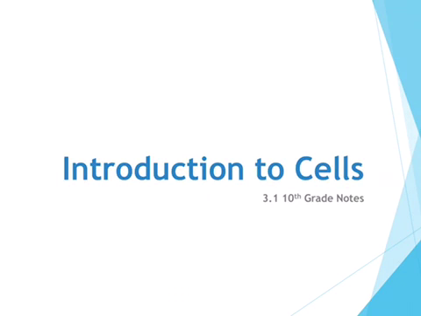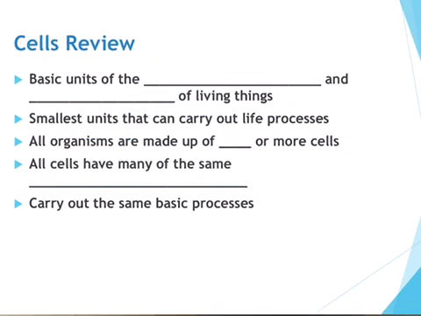In these Chapter 3 videos, we are going to take a look at cells. So, to review, cells are the basic units of structure and function of living things. And so they're the smallest units that can carry out life processes. All organisms are made up of one or more cells, and all of these cells have many of the same structures. This allows them to carry out some of the same basic processes.